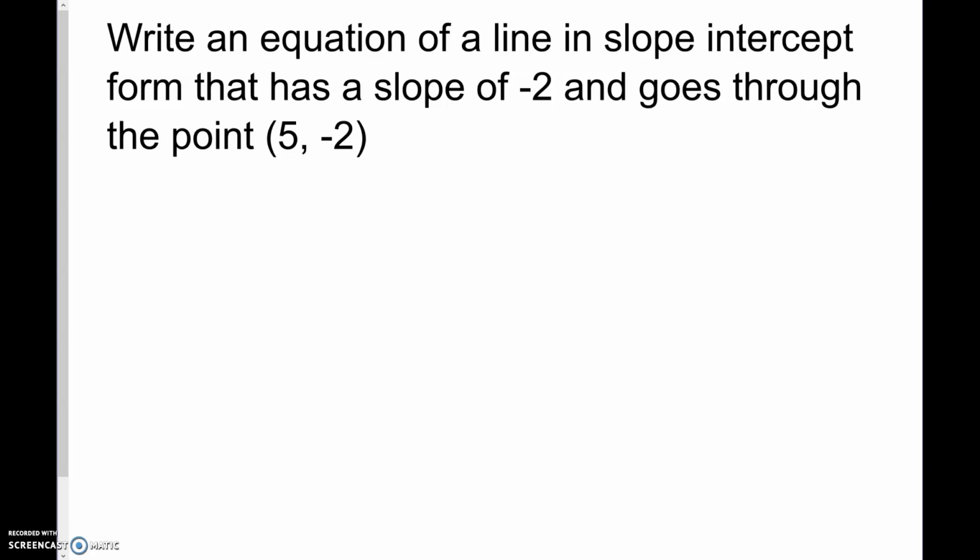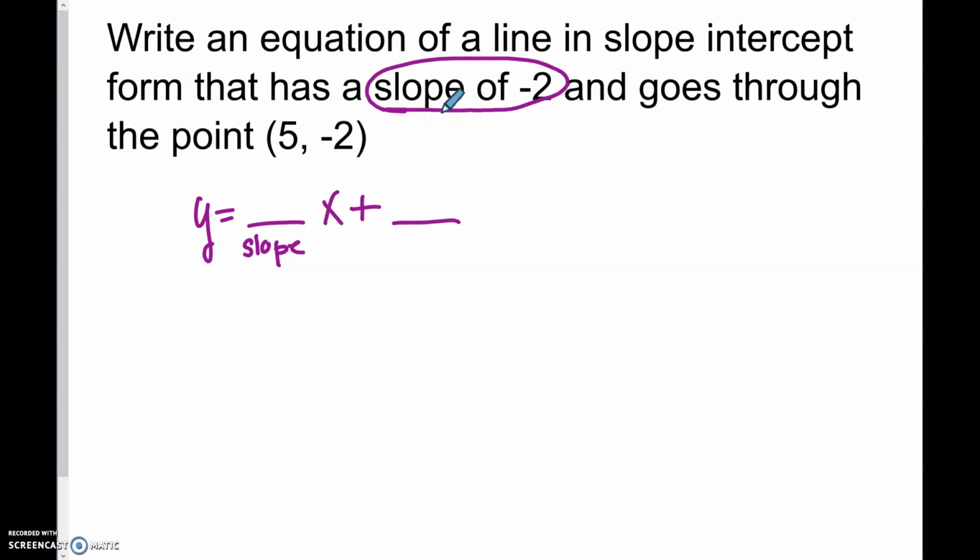All right, it says write an equation of a line in slope-intercept form that has a slope of -2 and goes through the point of 5, -2. So we're going to write an equation, y equals blank x plus blank. We need to remember that slope goes in the first blank, and they tell us this has a slope of -2. So without doing any work, we can fill in that first blank with a -2.